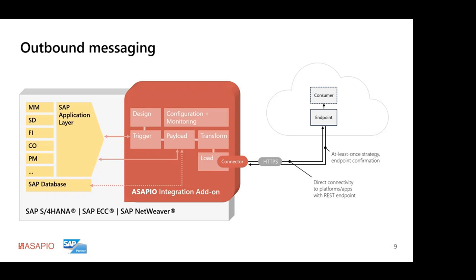And with all the handling of the failed calls and so on, we support an at least once strategy. So the endpoint confirms successful receival of the data, then we know we have sent it successfully. So with all that said, I think I'm done with my overview and we can go into the Q&A section.